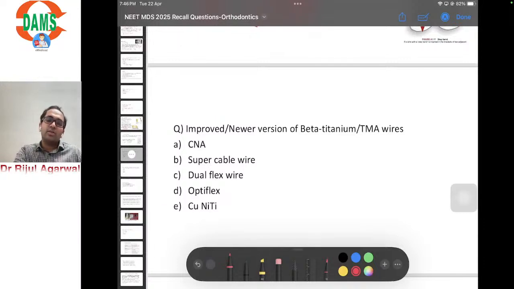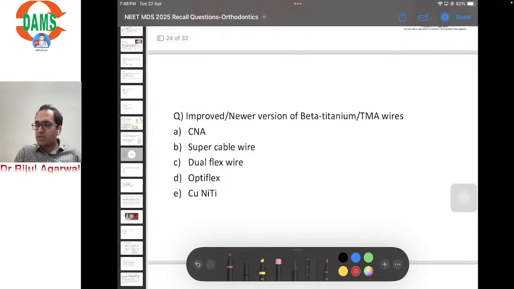Okay, next question: improved or newer version of beta titanium or TMA wire. So beta titanium or TMA stands for titanium molybdenum alloy wire. Again as I said, I got 5 options in this question. Beginning with the last, copper NiTi: it has NiTi in its name, so it's not part of a TMA wire. Optiflex wire is a nylon coating or you can say an aesthetic wire.